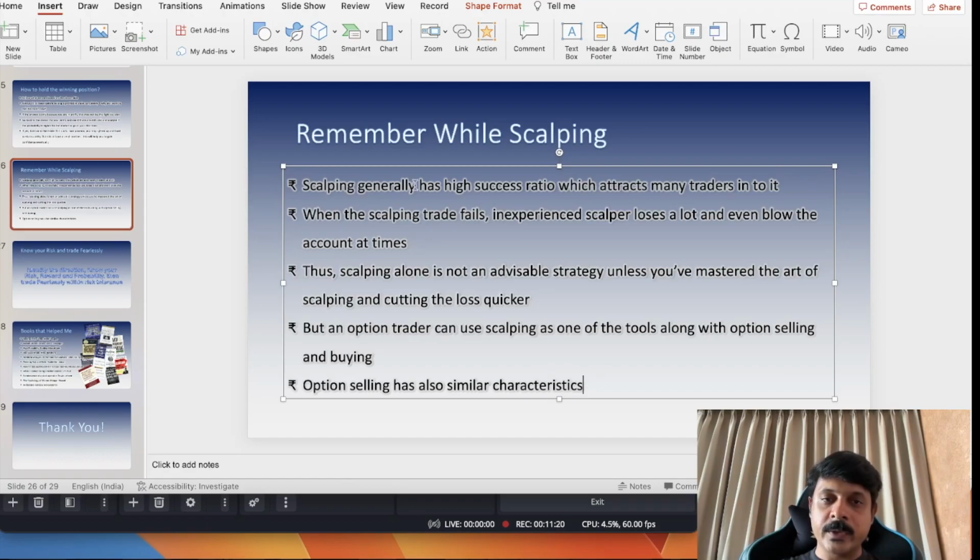Even option selling has similar characteristics. When you make a profit, it is a small profit, and when you lose, it will be bigger losses. So just make sure that even when you are doing option selling, you cut the losses short. Otherwise, similar to scalping, you might lose big, and you might lose all the profit, even capital also, in a few losing trades.